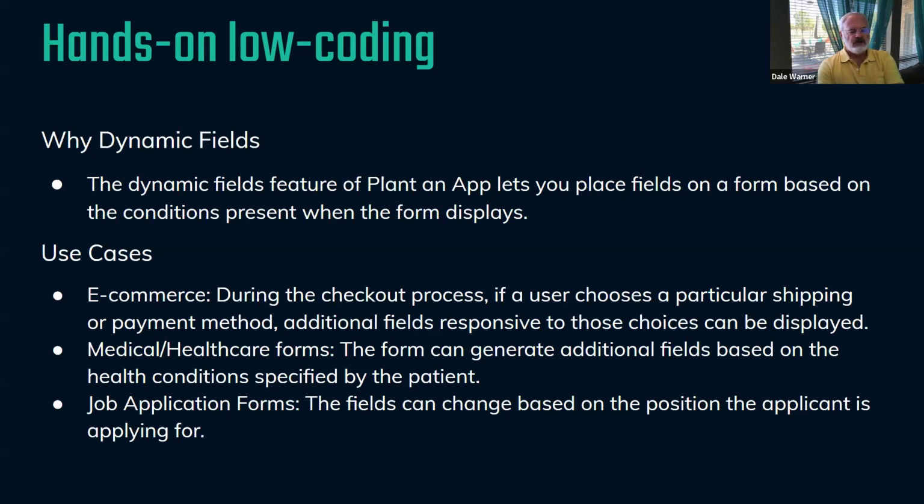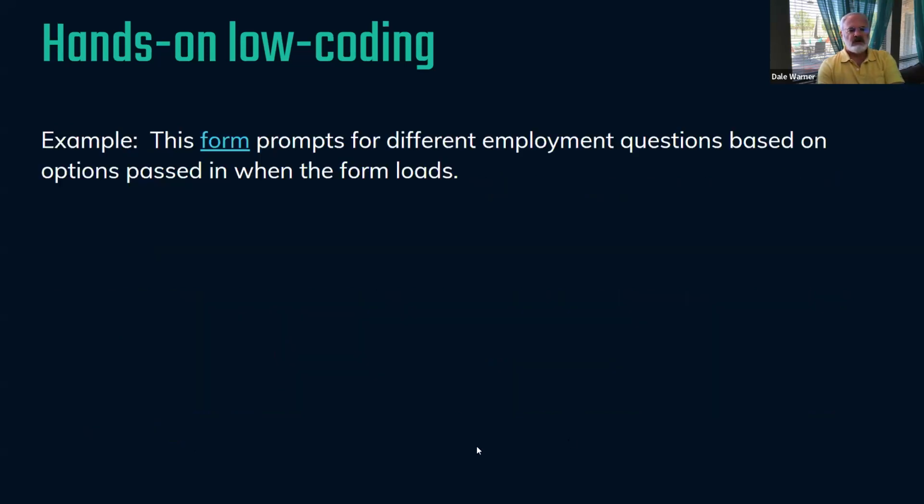So I've just thrown out a couple, 3 use cases of possibilities here. Like in e-commerce, you might want to change what the form looks like depending on what shipping or payment method they're using. In a medical setting, you might want to generate additional fields based on the health conditions that they've already specified in an earlier stage. And the one that we're going to focus in on, a job application that changes based on the position the applicant is applying for. So that's where we're going.